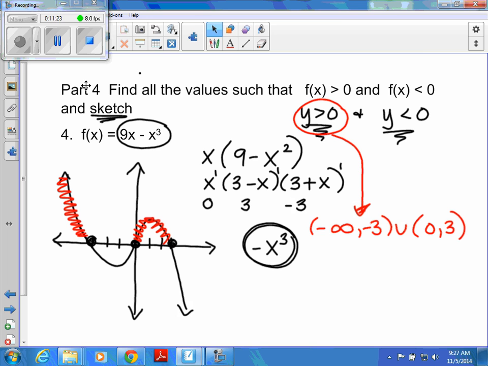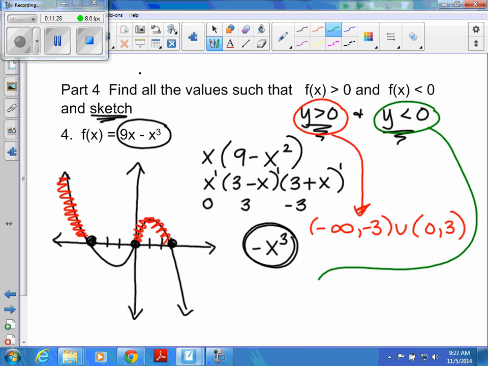The next question it's asking is when is my graph negative? And I'm going to do that in green. Where is my graph negative? It's all the part that's below the x-axis, which is here and here. So where's my graph negative? My graph is negative from negative 3 to 0, union with 3 to infinity.